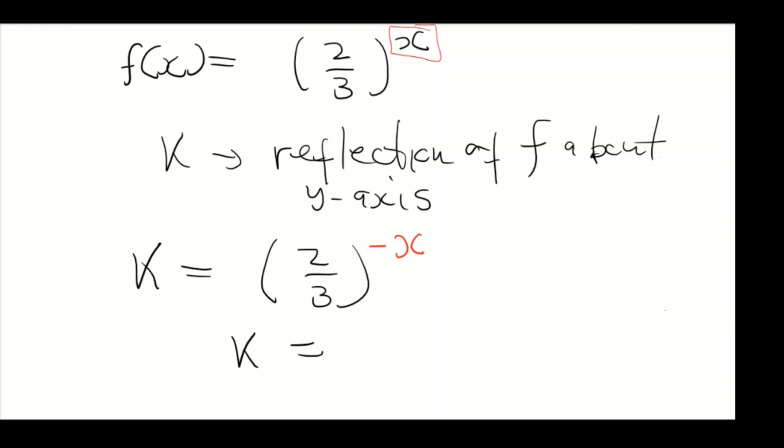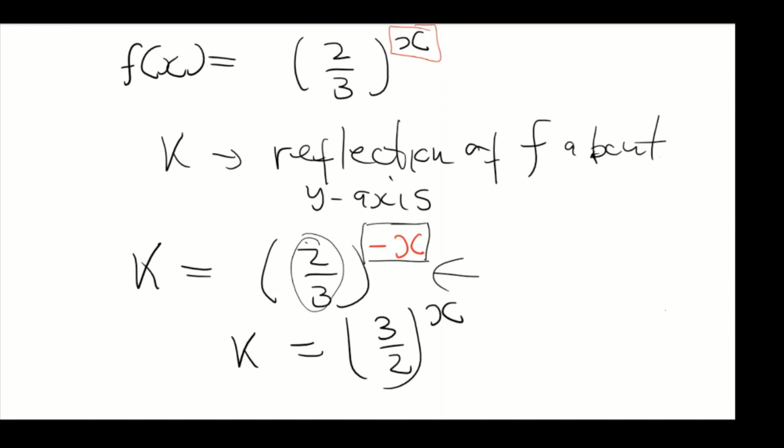Then this means our equation of k is going to be the inverse of this. So instead of writing 2/3, you're going to write (3/2) to the power of x. The reason I did that is I want to make sure that this exponent must be positive as per the question. So this would be our equation of k.